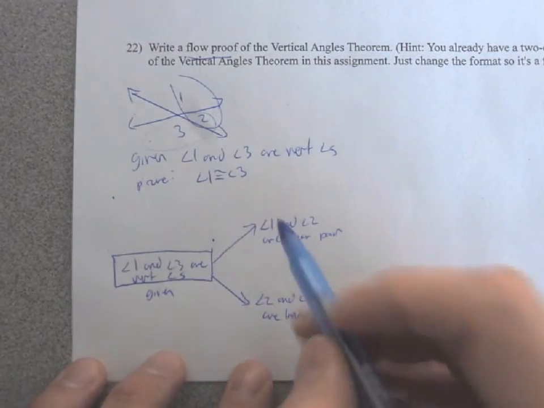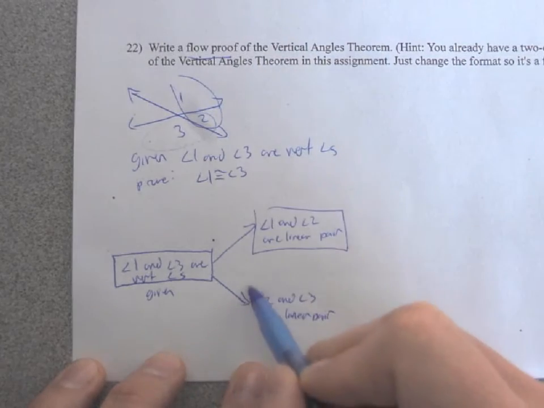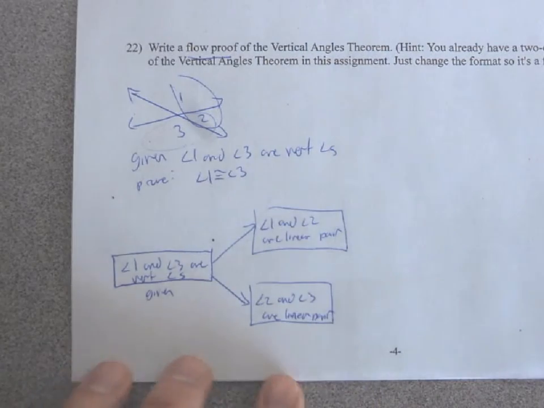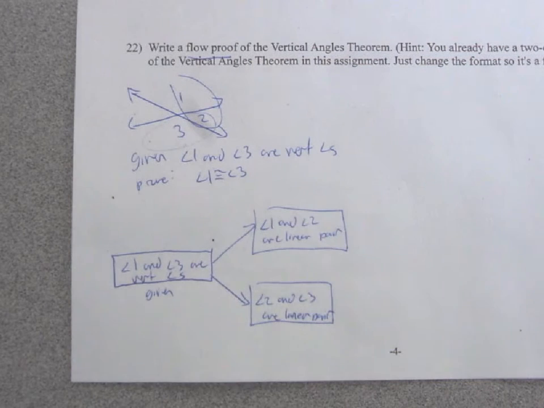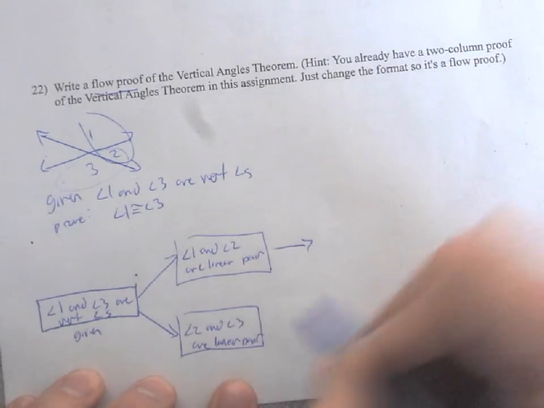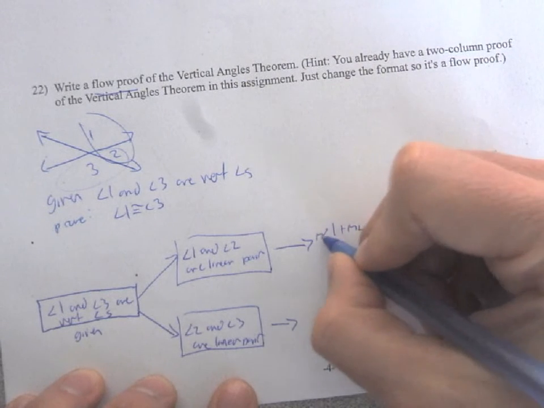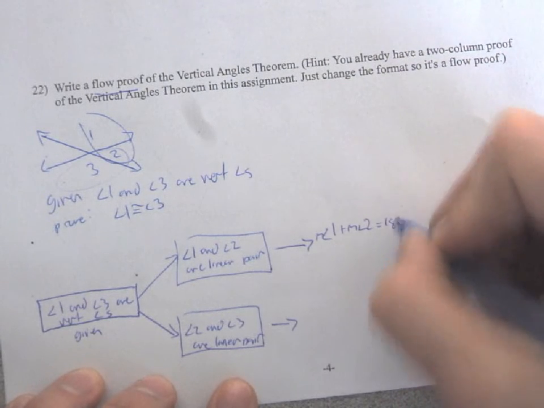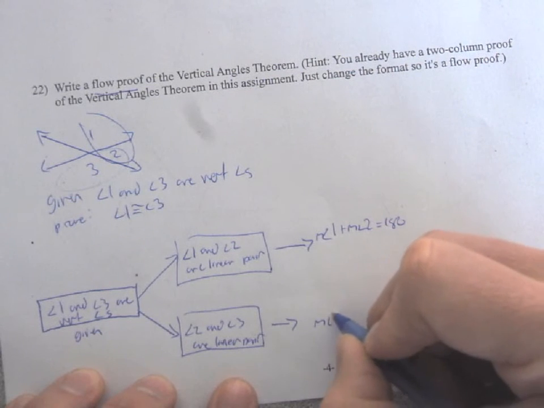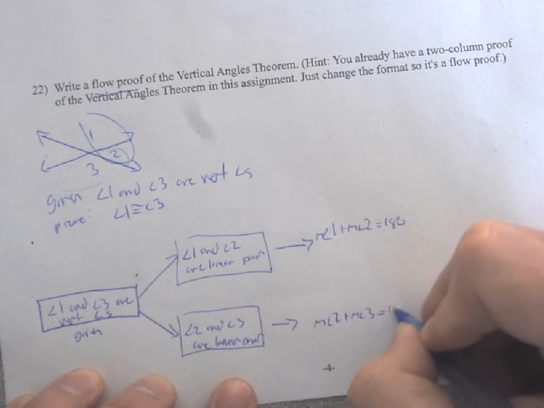Now again, the spatial orientation of your flow proof doesn't have to go left to right. You can put the boxes wherever, as long as the arrows are going in the right direction. Some people like to go top to bottom, whatever. Just whatever you have space for. Now this one here, we're going to say the measure of angle 1 plus the measure of angle 2 equals 180. The measure of angle 2 plus the measure of angle 3 equals 180.